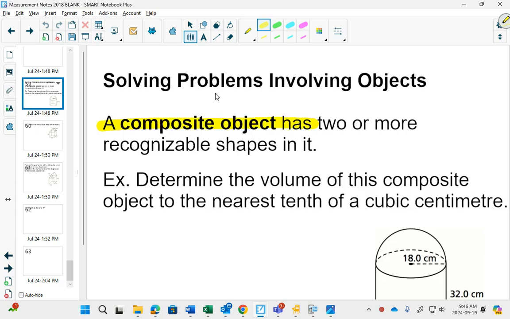Highlighter, and we have a new definition of what is a composite object. Well, if we can put two objects that we already know together, then we can probably solve questions with surface area and volume. So here is the first question.